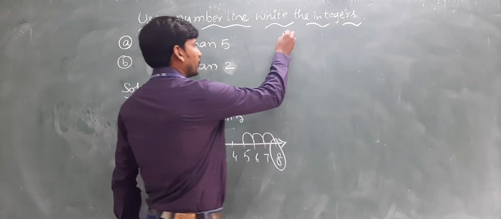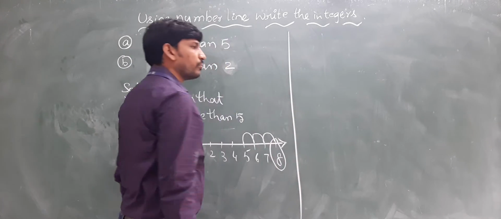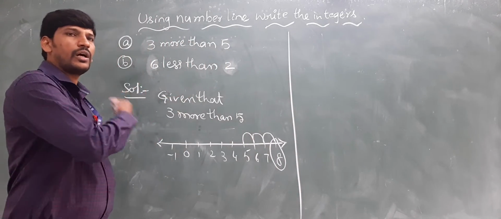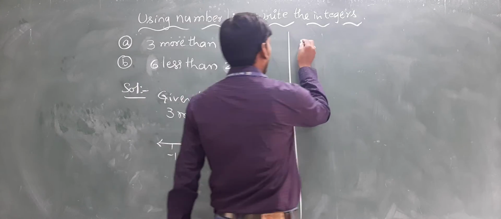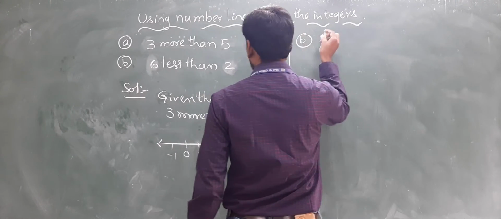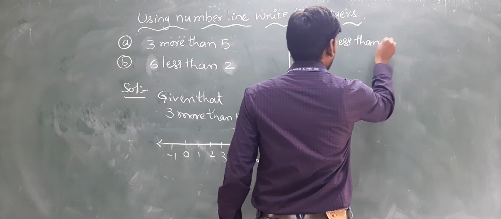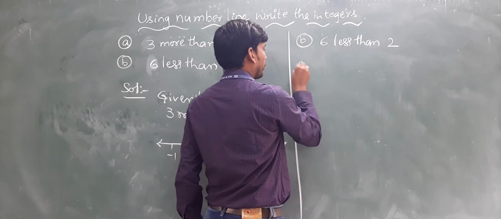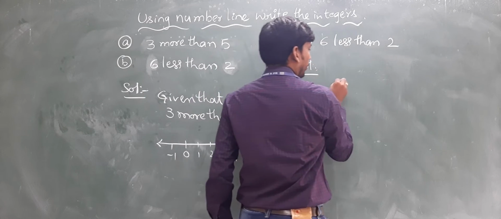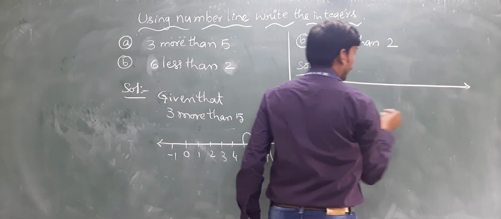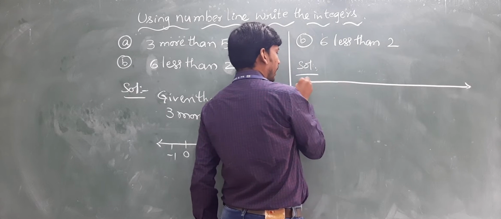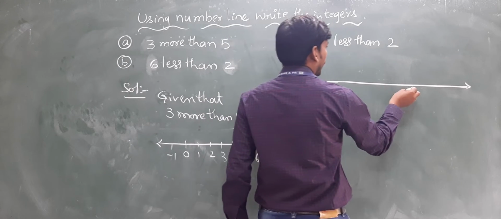6 less than 2. So from 2 we should move 6 steps to the left hand side. Okay, what is the next one? 6 less than 2. So draw the number line. Keep it in mind when you are drawing the number line, to indicate the numbers on the number line is important.